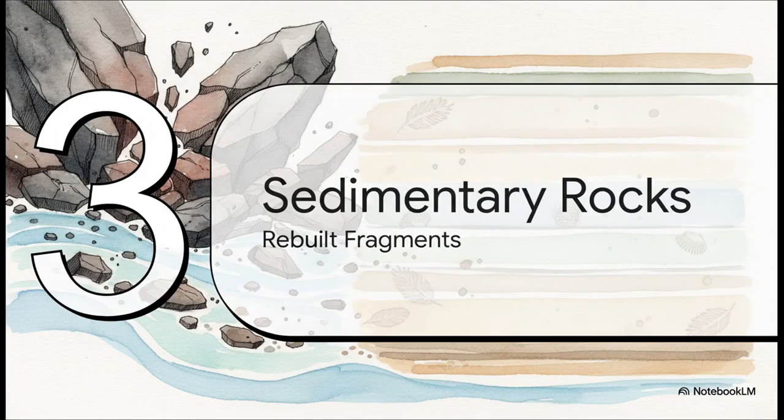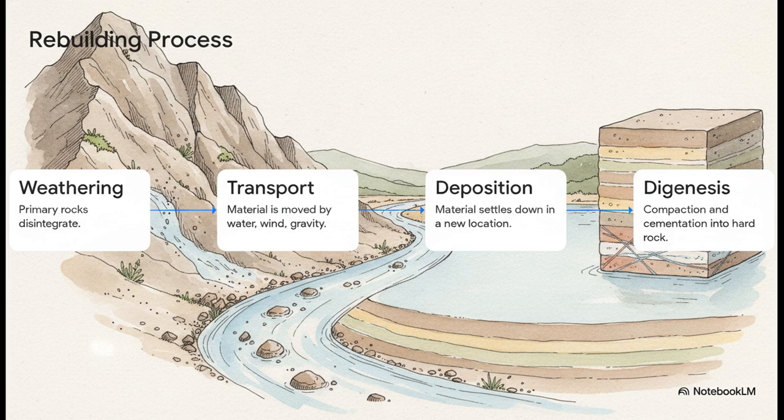Let's transition to Section 3, sedimentary rocks. This is where we see how those pre-existing parent rocks break down and become rebuilt fragments to form stratified secondary rocks. So how exactly does this rebuilding happen? Well, it follows a highly ordered 4-stage process. Stage 1 is weathering, where primary rocks literally disintegrate thanks to physical, chemical, and biological factors.